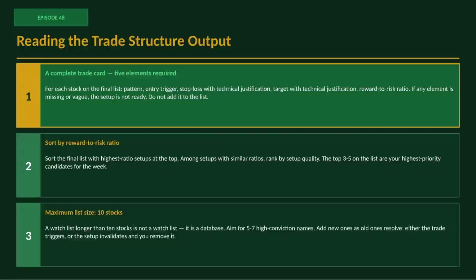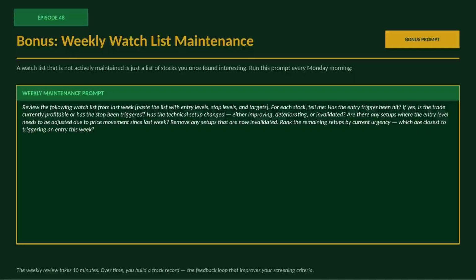The bonus move is the process for keeping the list current, because a watch list that is not actively maintained is just a list of stocks you once found interesting. Use this prompt at the beginning of each week. Review the following watch list from last week. Paste the list with entry levels, stop levels, and targets.